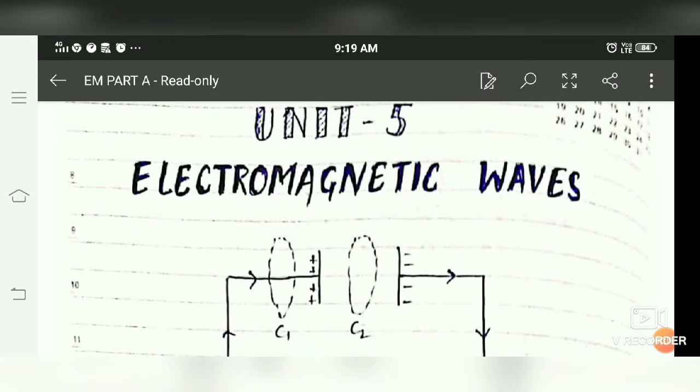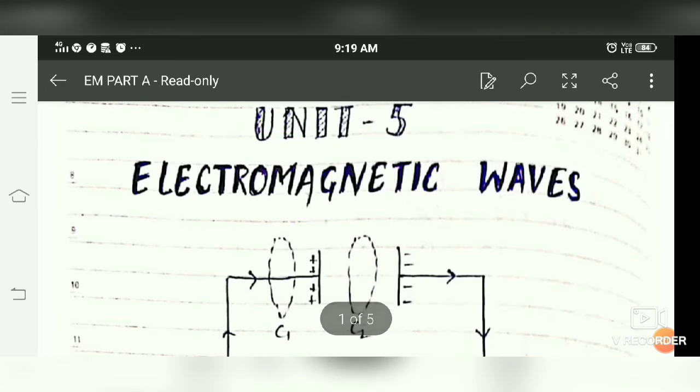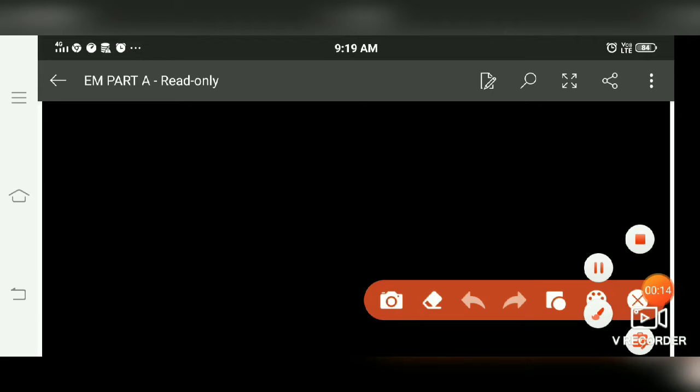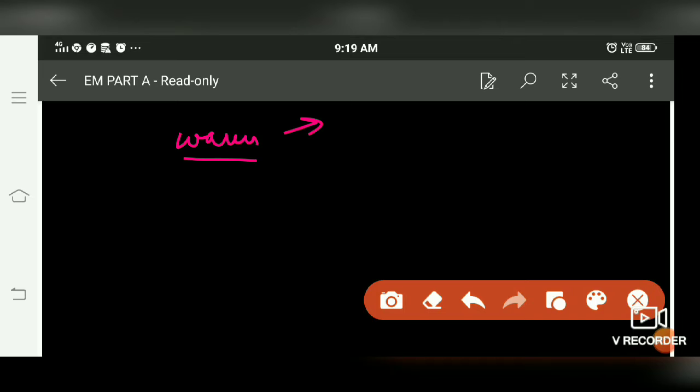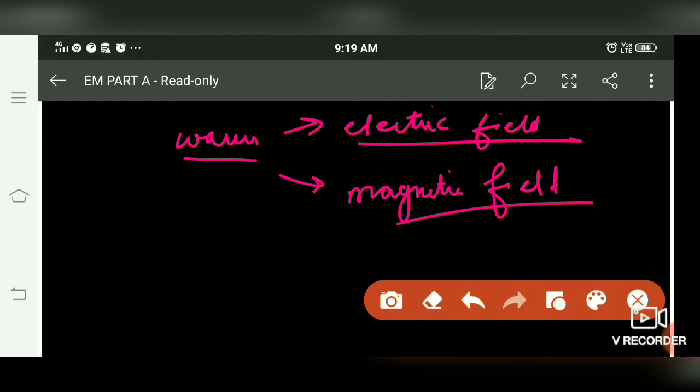Unit: electromagnetic waves. First of all, what are electromagnetic waves? As the name of the unit suggests, it's electro and magnetic, meaning waves which consist of both electric as well as magnetic field. Those waves are called electromagnetic waves.